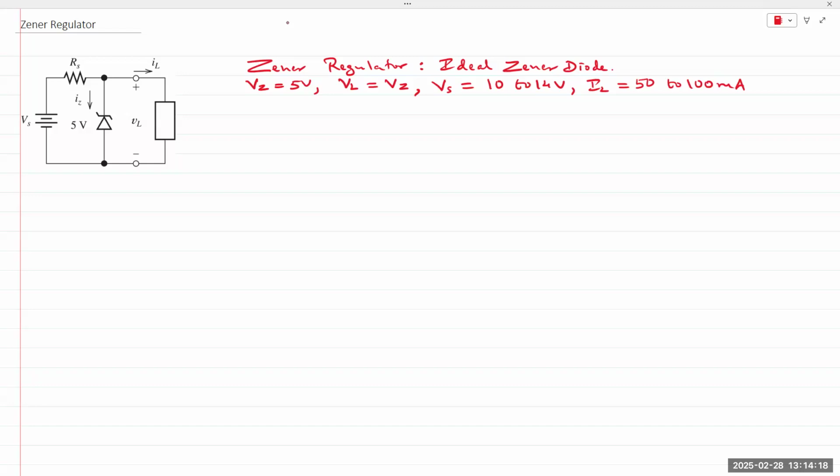Now, this is slightly different from the homework problem. We're going to look at two different constraints on our circuit. In the first one, we are going to look at determining the value for RS. And we'll look at the extreme case, meaning the worst case scenario, when VS is at its lowest and IL would be at its highest. So I'll wait until you write that down and then we'll begin.